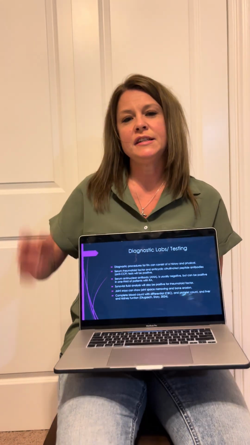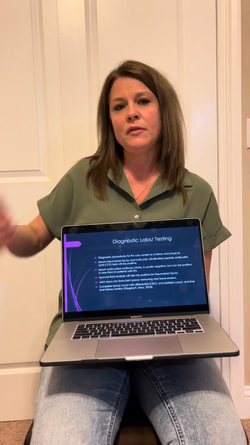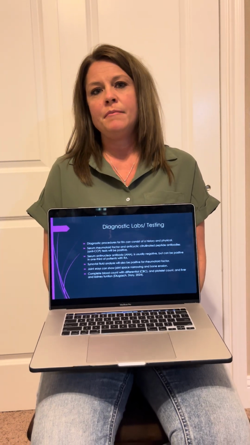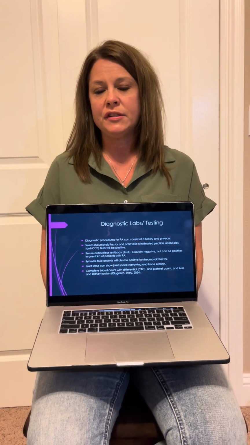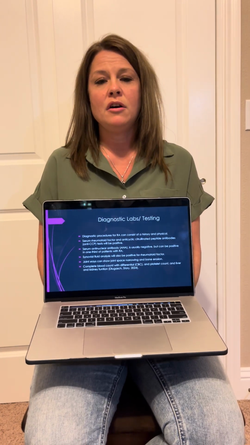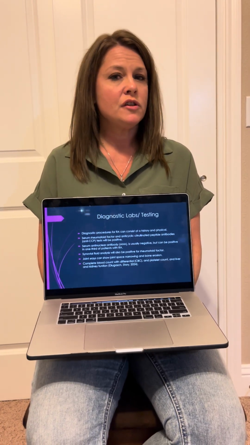Okay, the diagnostic labs. The first thing when you have a patient that you want to check is their history and physical. Find out what their signs and symptoms have been, how long they've progressed, and how long they've presented on and off.